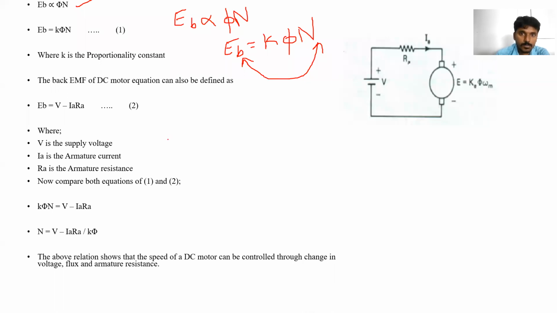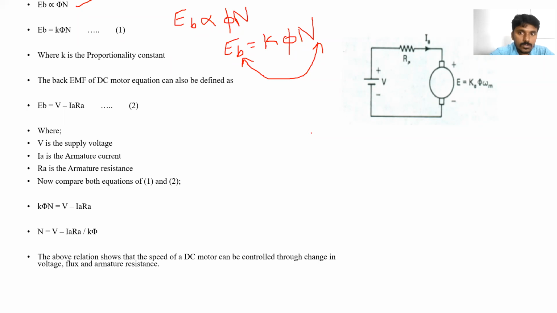Yes, directly proportional. Is it clear? Exactly right answer. Who gave the answer? Arshivardhan. Very good, Arshivardhan. Thank you. Okay. EB is directly proportional to the speed, so the speed of the motor is directly proportional to the voltage.